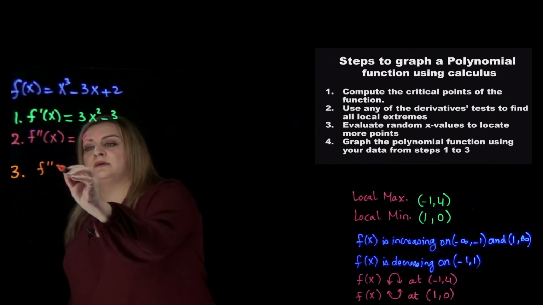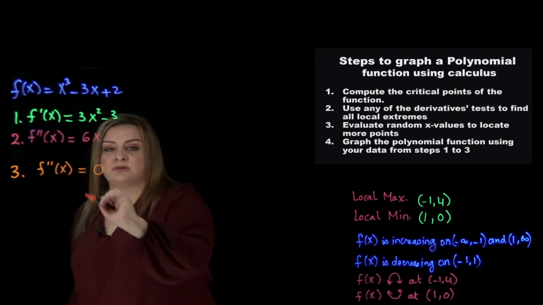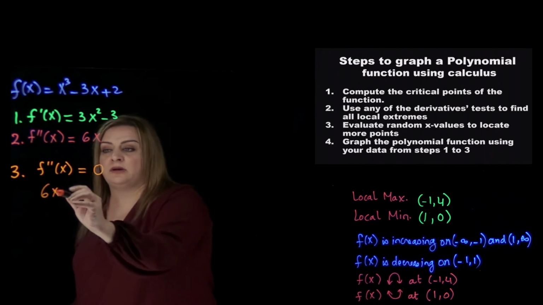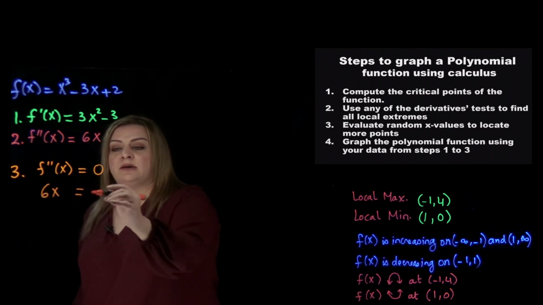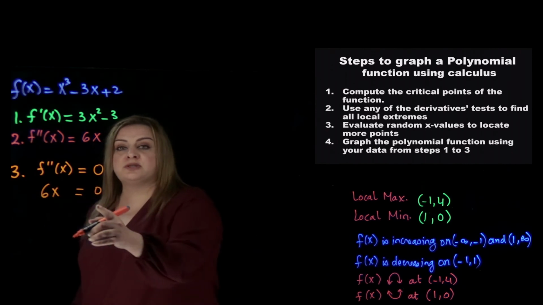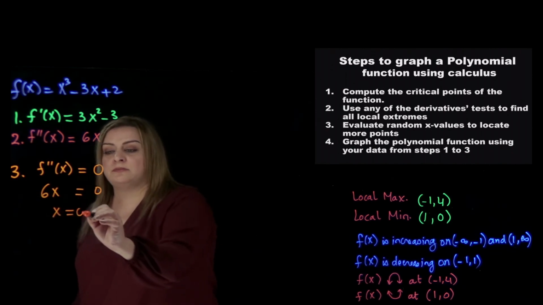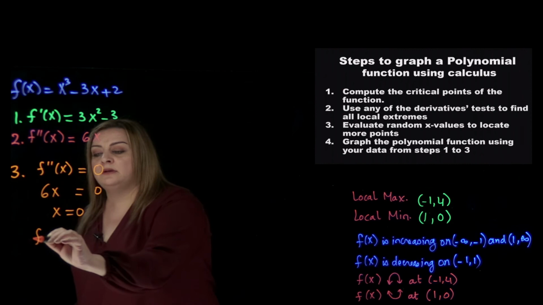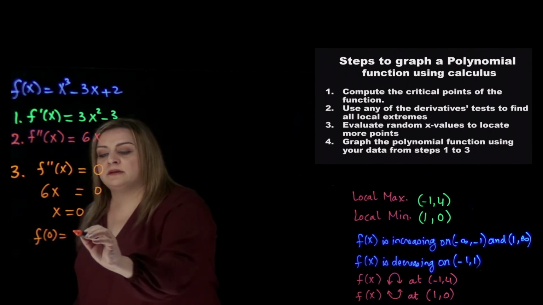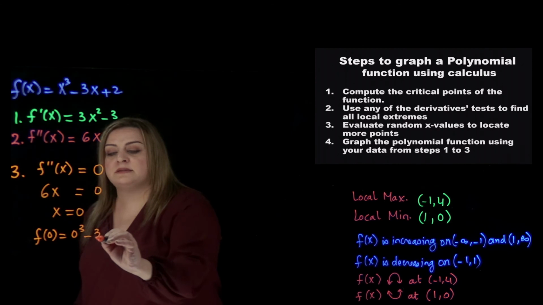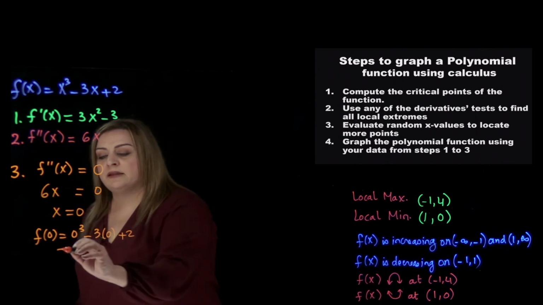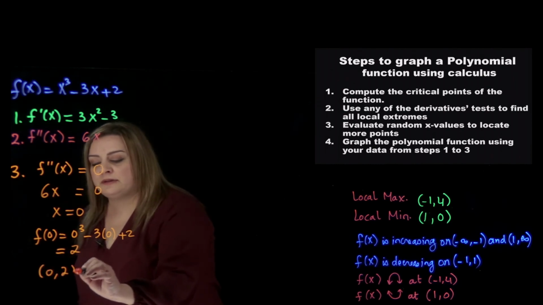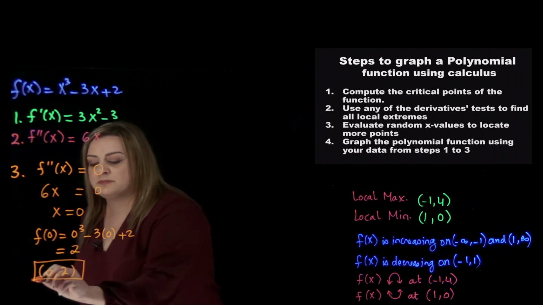So we set f double prime of x equal to 0. We have the value of f double prime to be 6x. We copy it under f prime of x. We bring down the equal sign and the 0. This equation is true only if x is equal to 0. So we evaluate our original function at x equals 0. So f of 0 will be 0 cubed minus 3 times 0 plus 2, and that should give me 2. So (0, 2) is a point of inflection, and I will box this point to use it when I graph.